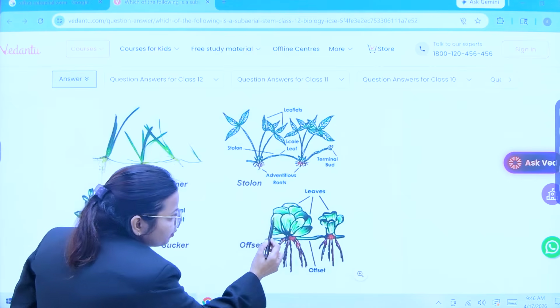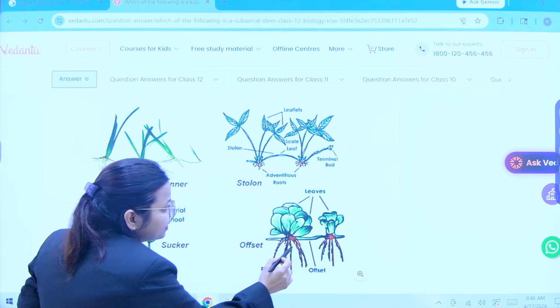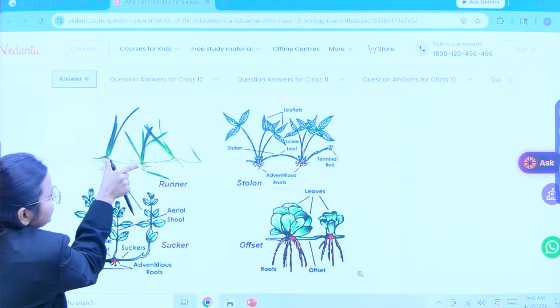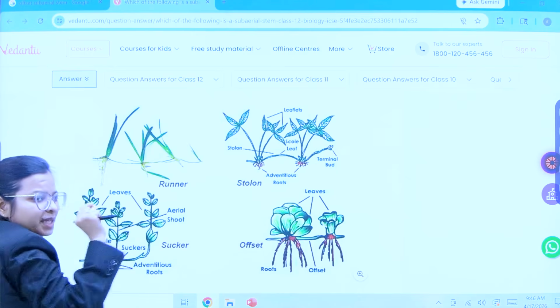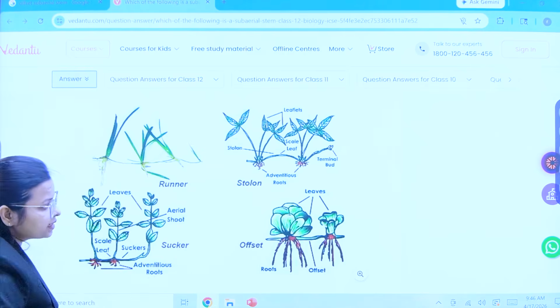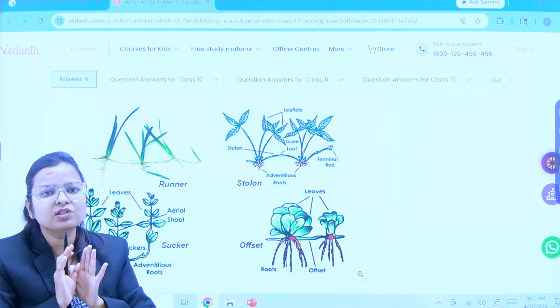Okay, you can see very beautiful leaves there. No flower is shown in the picture. And this is your offset, and this is your runner. See, so this part, this part, this part, this is your runner. You can see a very thin branch here. What is the difference between runner and offset? You can see that the offset branch is slightly thick. That's the only difference.